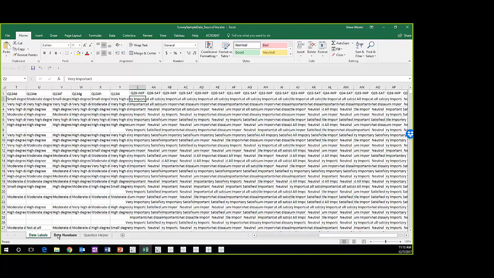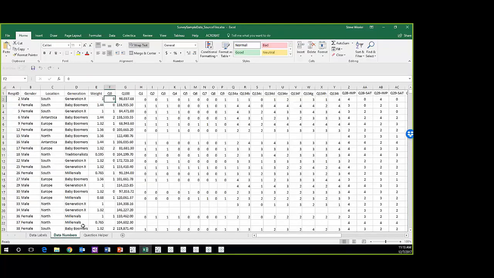Here's exactly the same data, but it's downloaded as numbers. And it's kind of a scary looking mess. What you've got here in both cases is one row for each person who took the survey. And one of the key things is you want to have a unique ID for each of those people. If you've got that, you're in terrific shape.